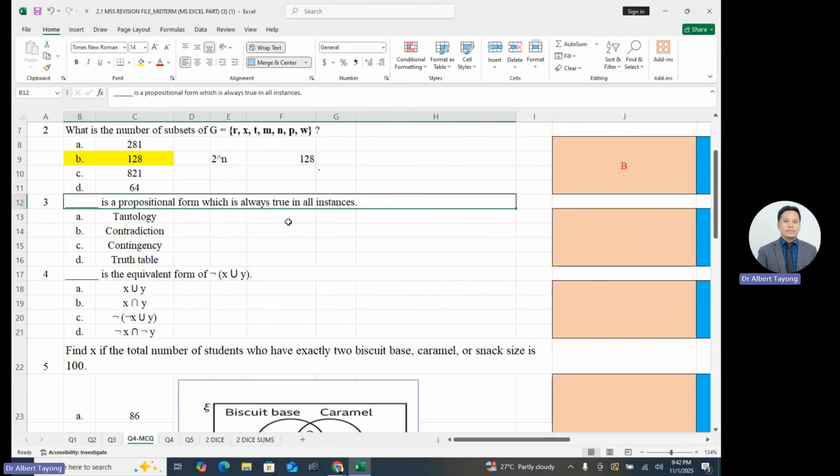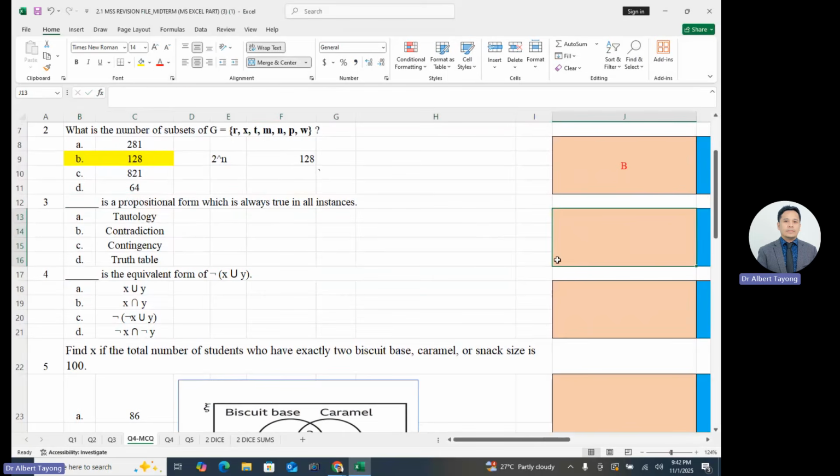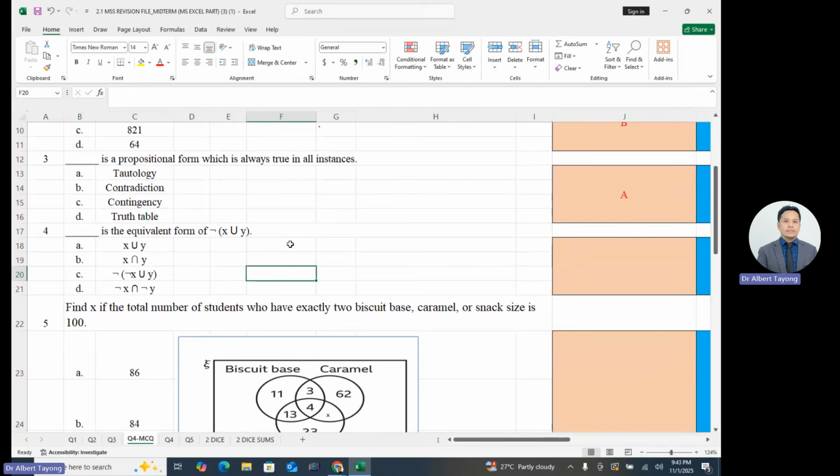Here, the answer is: tautology is always true. Always false is contradiction. Neither a contradiction nor a tautology is contingency. Here we have to multiply inside. We have not outside. So not times x is not x. And the union will become the opposite because you have not outside. It becomes intersection. If it was intersection, the opposite is union. Then not times y is not y. So the answer is letter D.